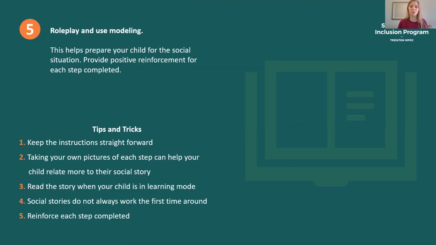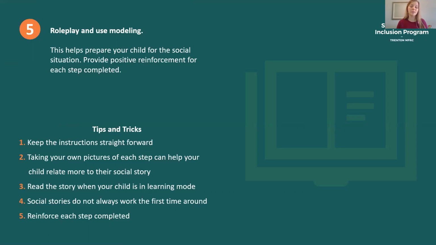Allow yourself to do the step that's being explained in the story and have them mirror you, have them copy what you're doing. For example, if you're teaching them how to ask for a break, verbally express how you would ask for a break, keeping the information very simple and keeping the sentences very short so that they know how to express themselves when there is a break needed.